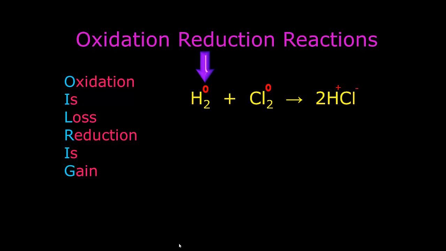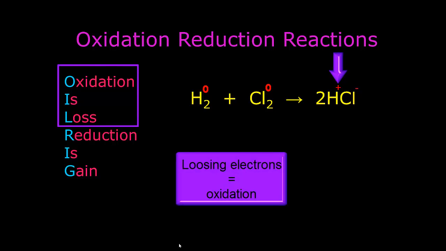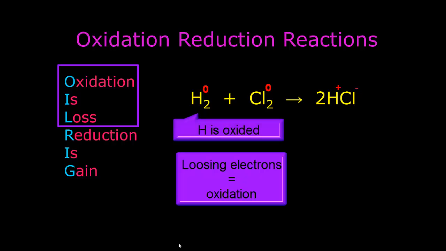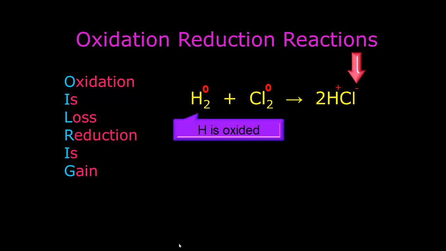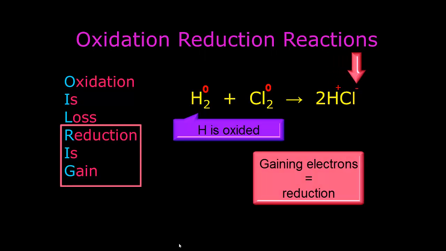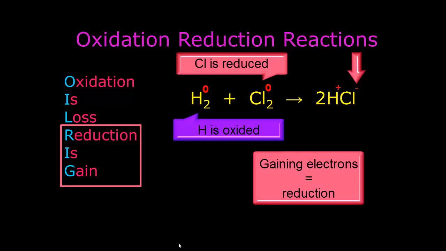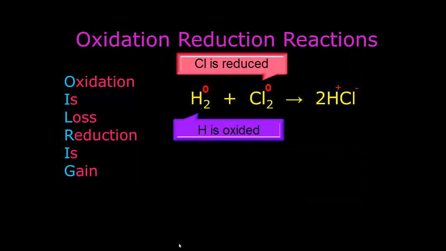So we're going from an oxidation state for hydrogen from 0 to plus. And when that happens, it is losing electrons. It has to lose negativity in order to go from 0 to plus. So that is oxidation. Hydrogen has been oxidized because it lost electrons. Now the chlorine is going from 0 to minus. And in order to do that, it has to gain an electron in order to go from a charge of 0 to a -1. And reduction is gain. So here hydrogen has been oxidized and chlorine has been reduced.